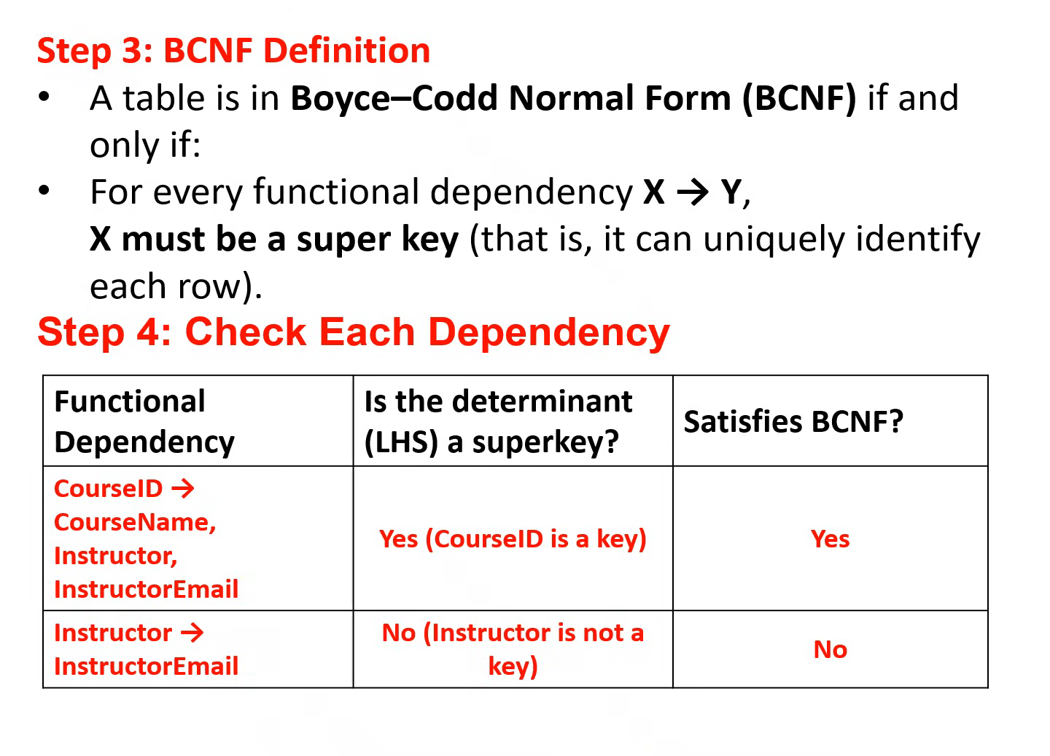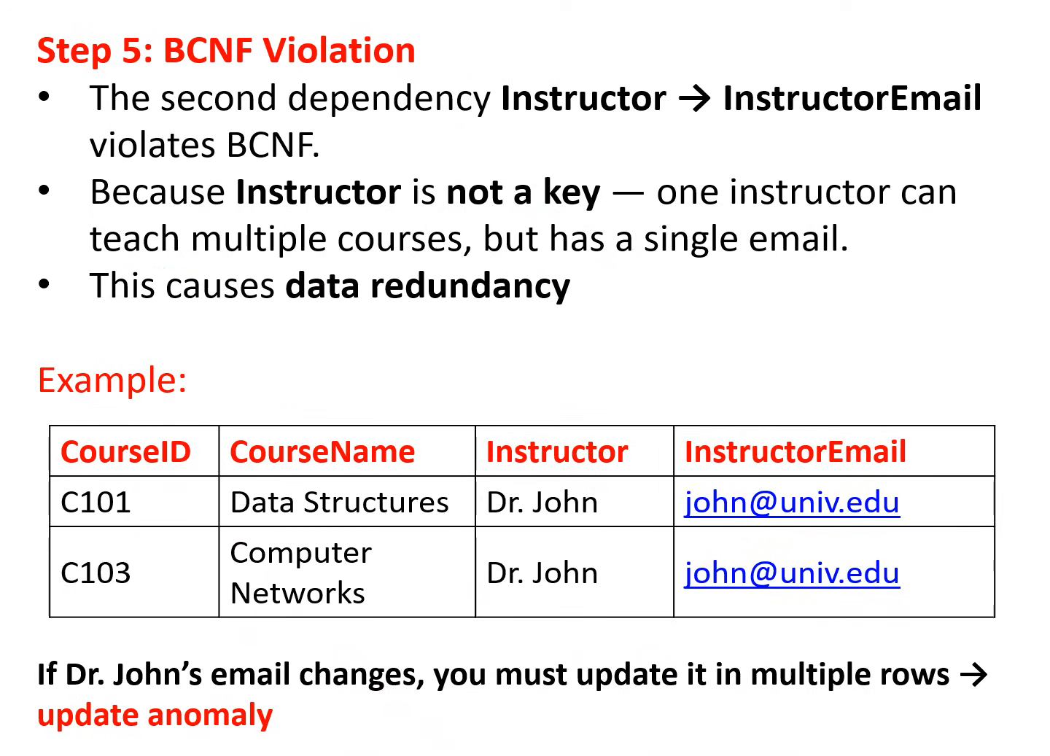So in the functional dependency, course ID determines course name, instructor, and instructor email. Here course ID is a key, so it satisfies BCNF. But here instructor determines instructor email. Instructor is not a key, so it doesn't satisfy BCNF. So sometimes BCNF will be violated. So how can we change this?